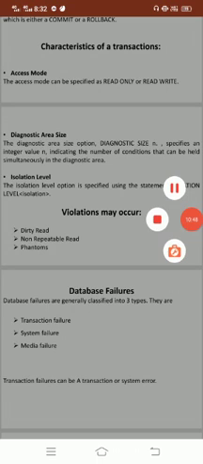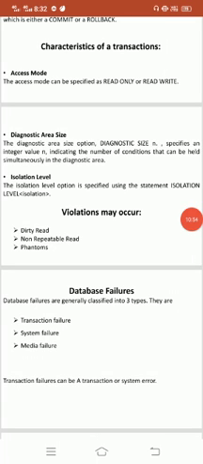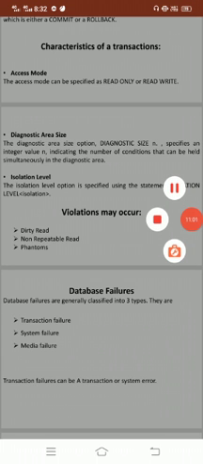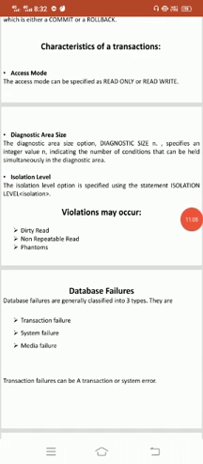So dirty read is one of the violations of isolation level. Here transaction T1 may read the update of a transaction T2 which is not yet committed. If T2 fails and is aborted, then T1 would have read a value that does not exist and is incorrect.